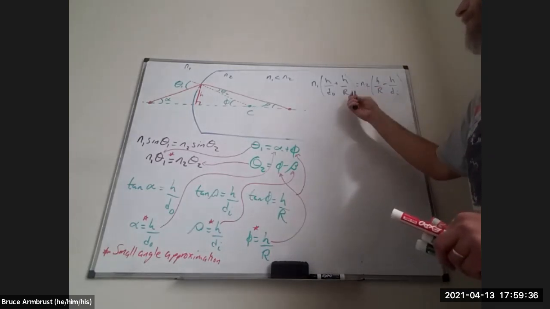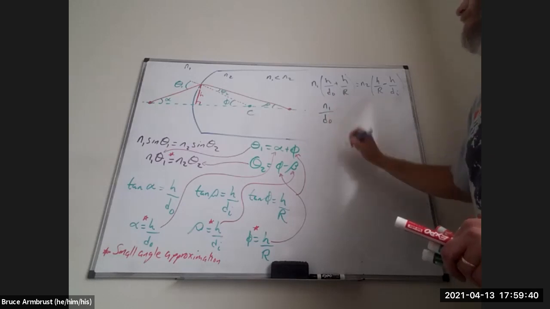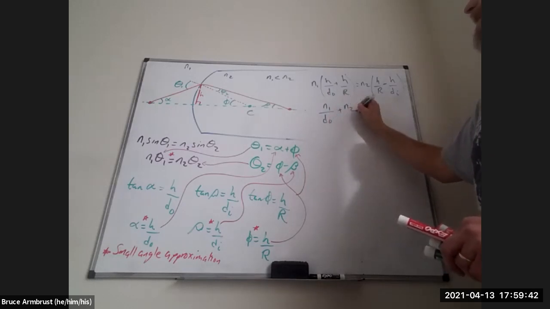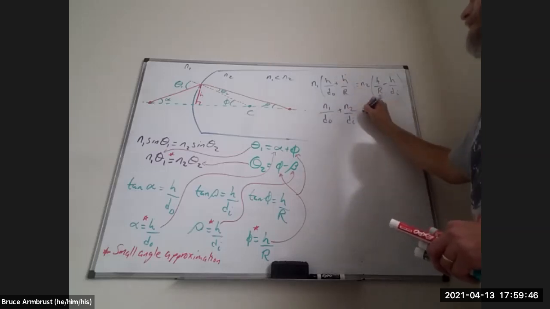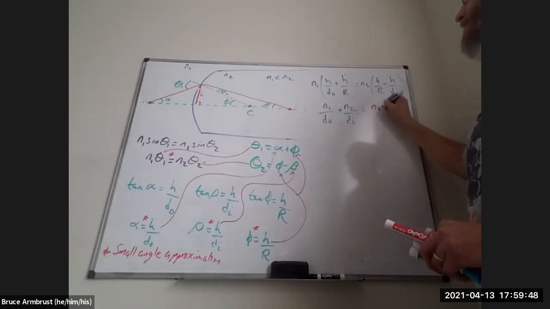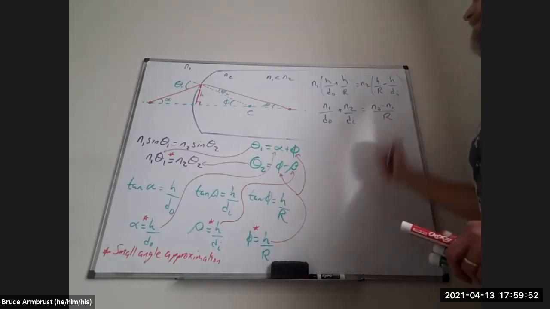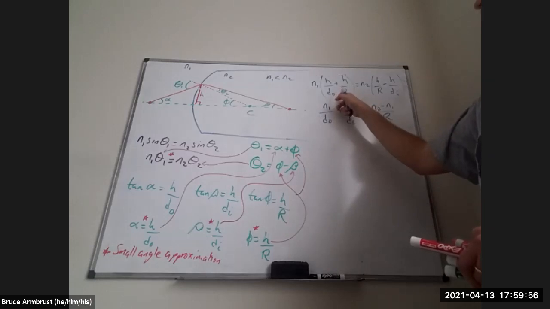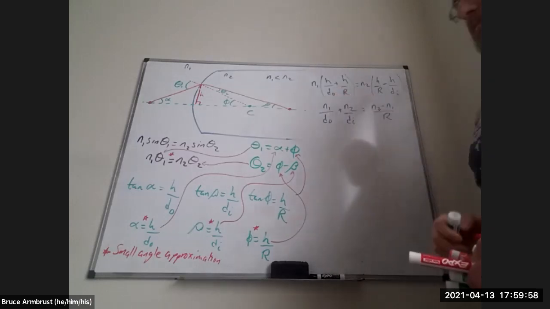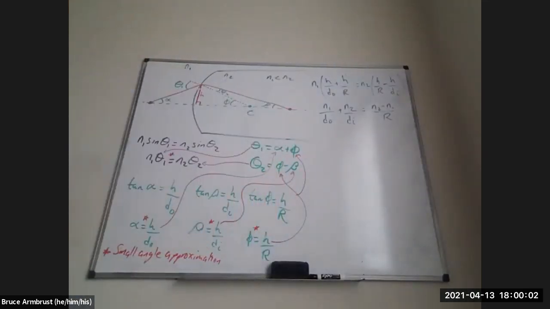And then I'm going to rewrite things. So I get N1 over DO plus N2 over DI, bring that guy over here, is equal to N2 minus N1 over R. And this last piece, that comes from moving the R on the left over to the right. But we're left with this.